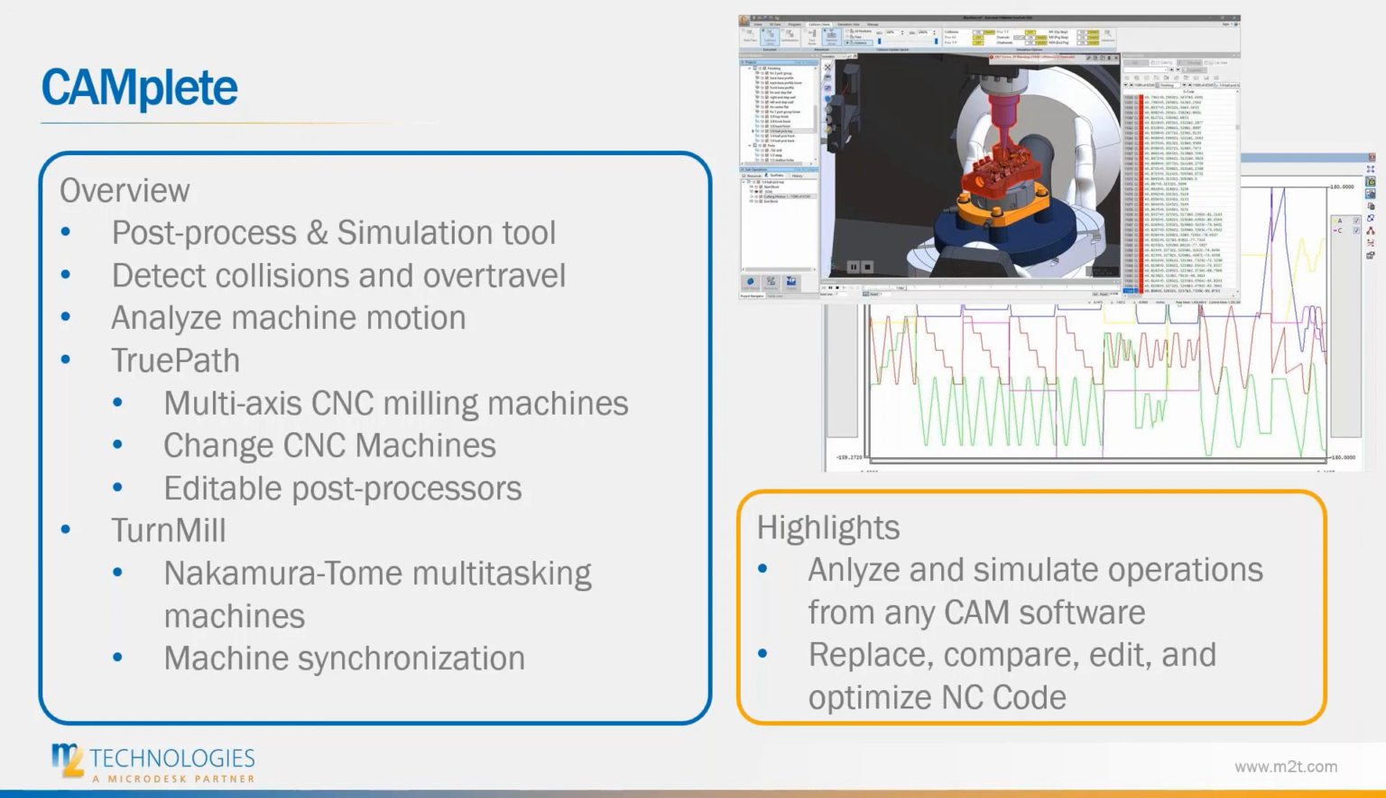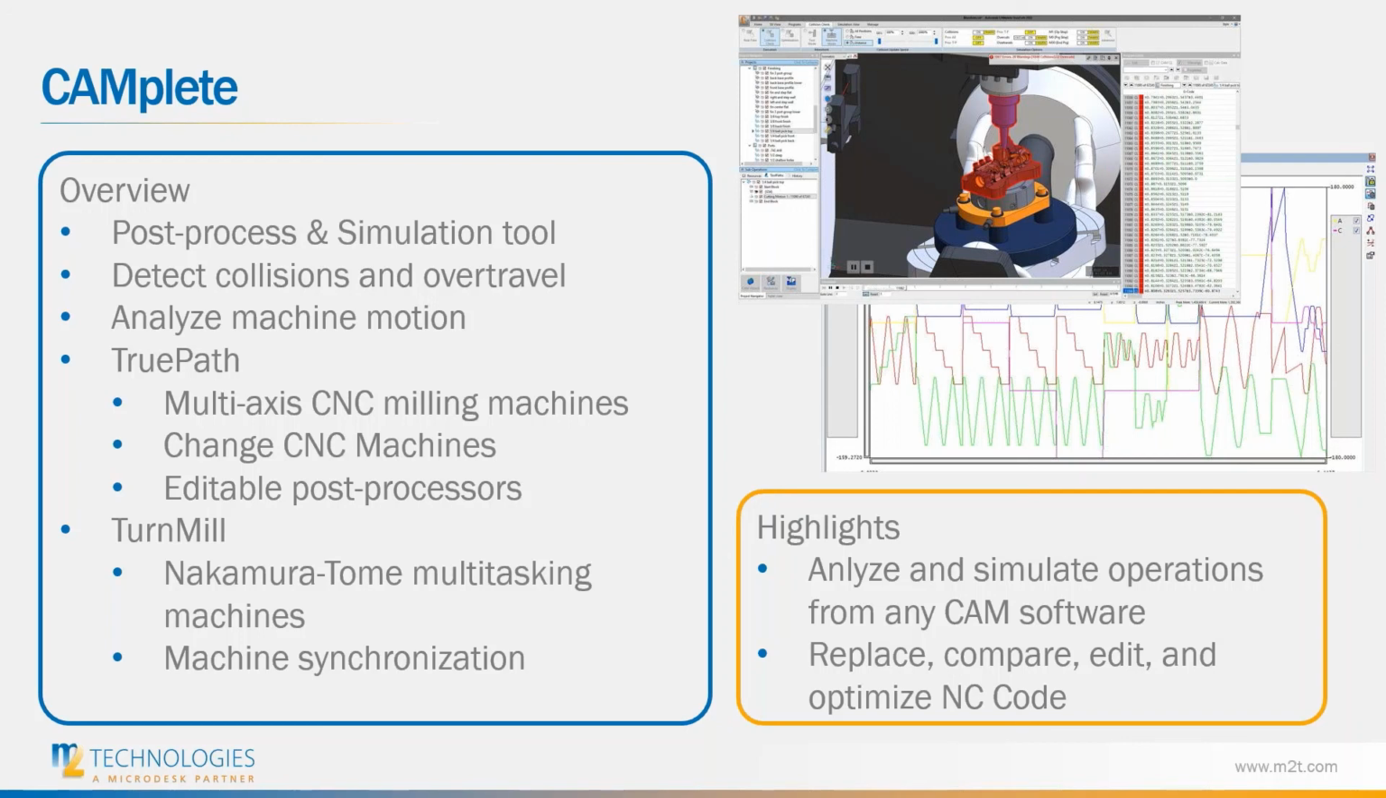And there are 2 different applications for CAMplete. There is TruePath, which is the standard CAMplete package, which allows for looking at multi-axis CNC milling machines. You can actually change the post-processing from one CNC machine to another within CAMplete. And you can even have other options to edit your post-processor within CAMplete.